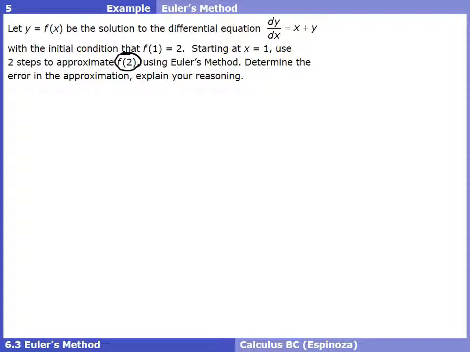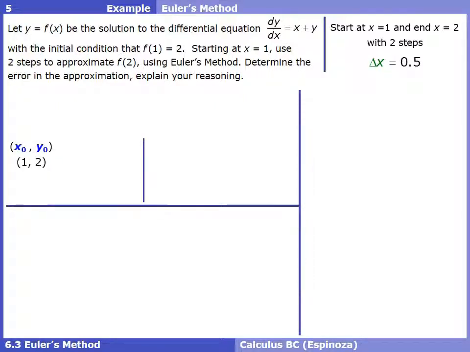Okay, so one thing I think missing from here is the change of x, our step size. They don't outright tell us what it is. We kind of have to read between the lines here. They're telling us to start at 1 and end at 2 with 2 steps. So the only way to accomplish that, of course, is to have our step size or our change of x be 0.5.